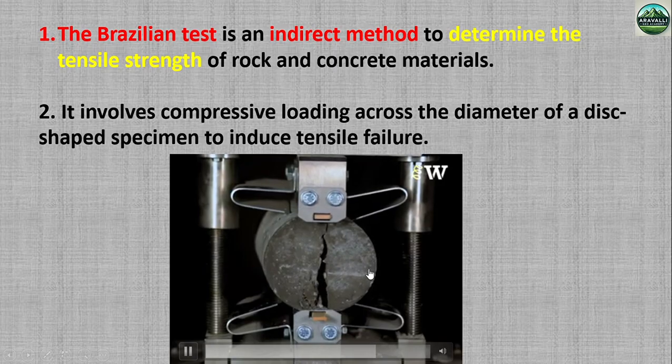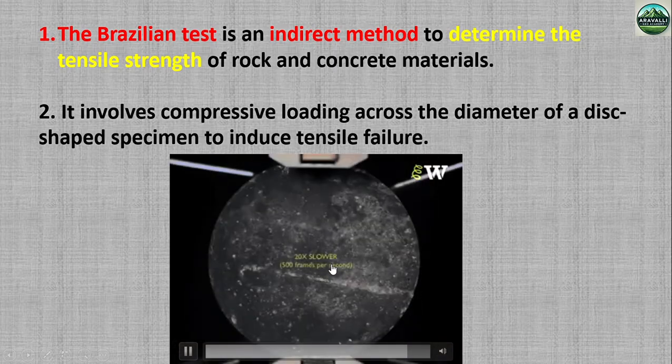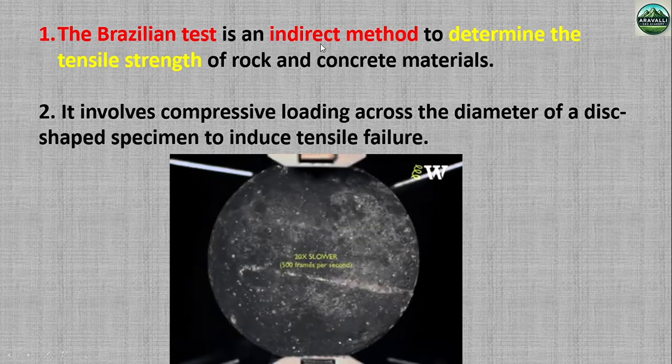How does the Brazilian test work? The Brazilian test is an indirect method to determine the tensile strength of rock, concrete, or similar material. It involves compressive loading across the diameter of a disc-shaped specimen to induce tensile failure.